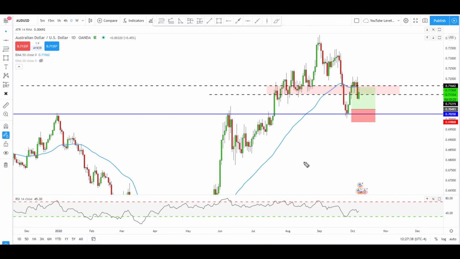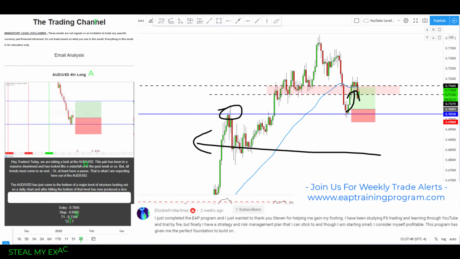But as you just saw on that Aussie dollar analysis, we expected this level of resistance to turn into support and push the market higher. That's exactly what happened, and we actually had a trade in the EAP training program. I'll put a screenshot of it up now, where I sent this trade out to all members of the program, and we ended up hitting some pretty nice targets.